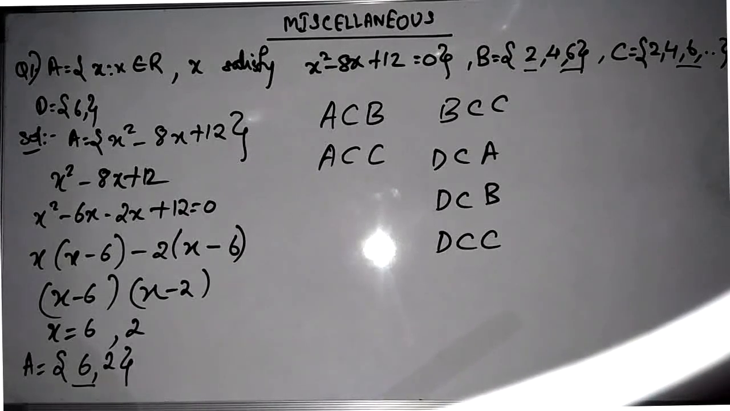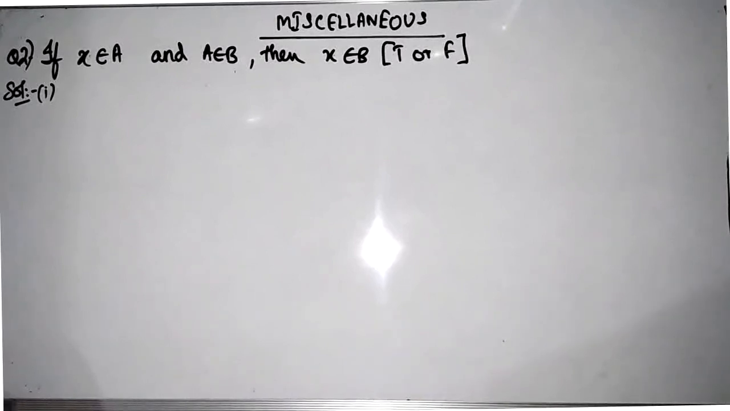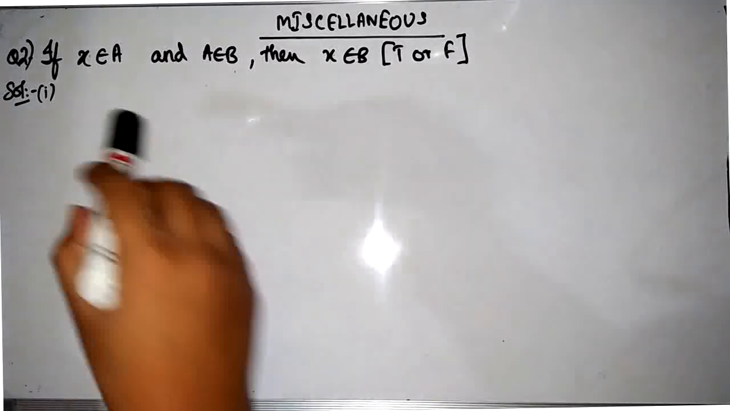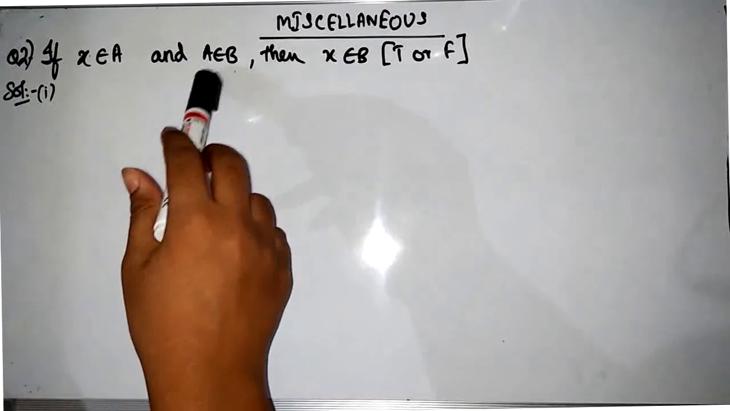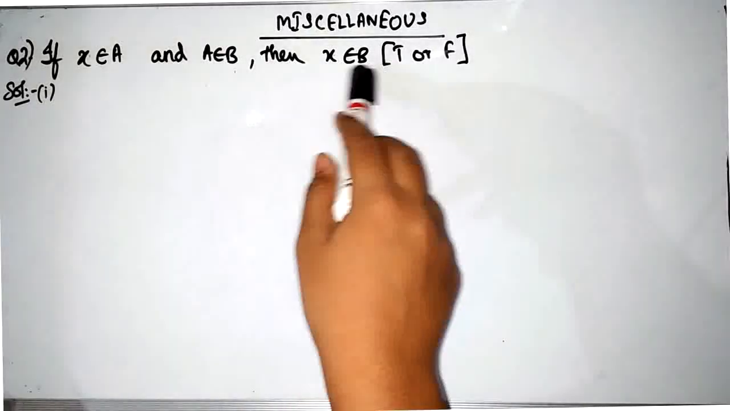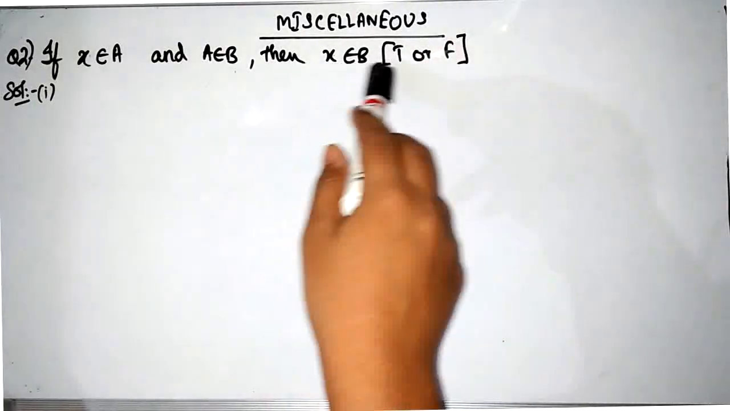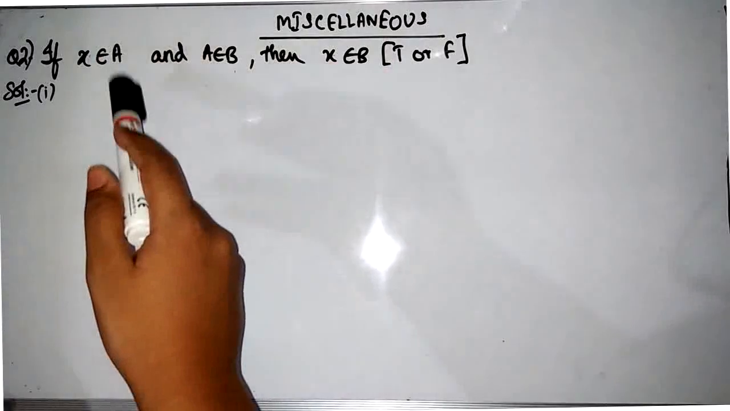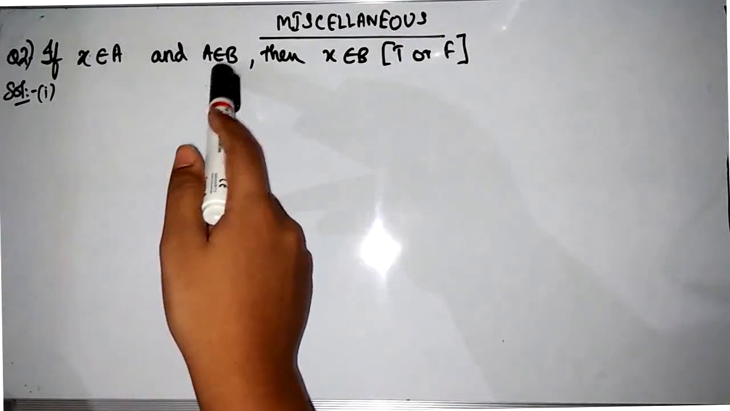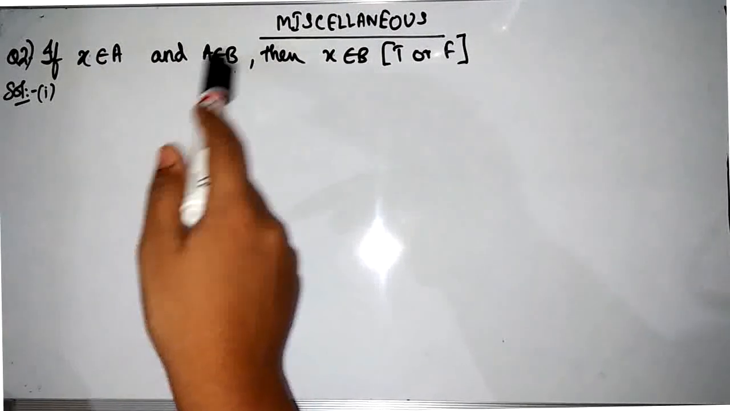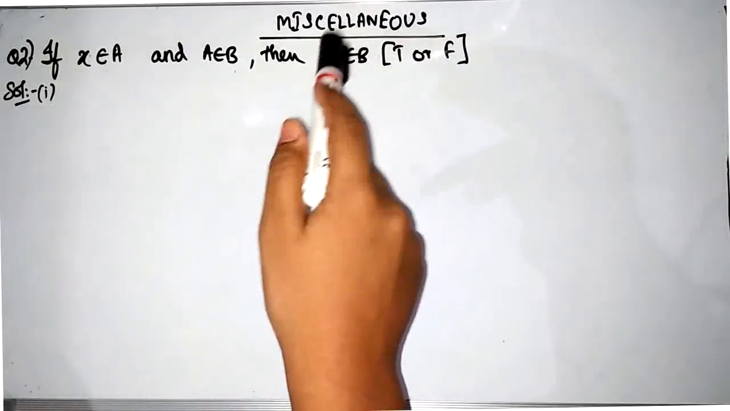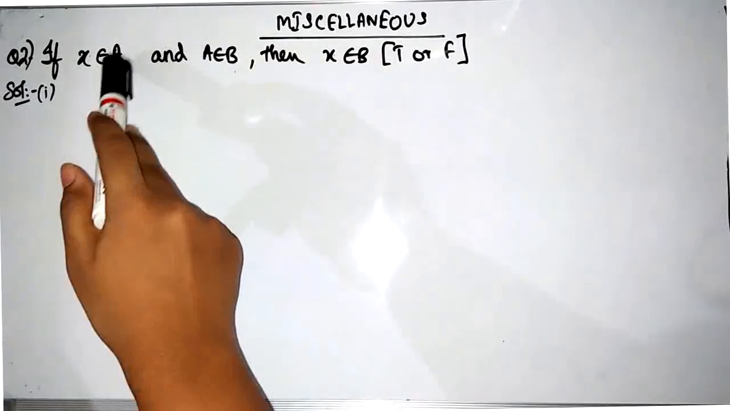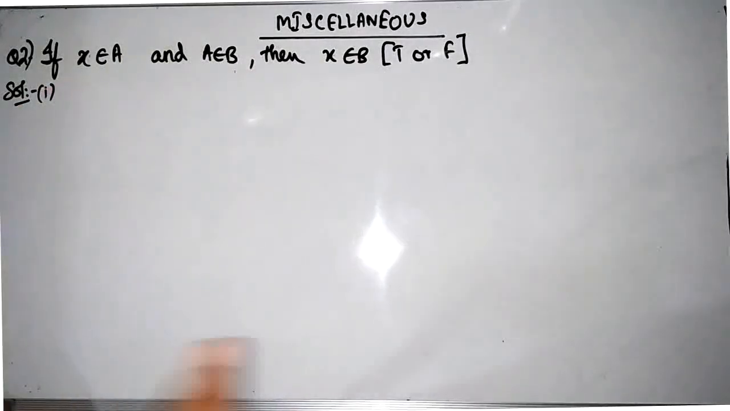Now we'll go on to our next question. Let's see the second question, the first part. It says x belongs to A and A belongs to B. Then we need to check whether x belongs to B or not, that is, whether the statement is true or false. If this condition is fulfilled, will x belong to B? For this, let us take examples. Let us take the sets.